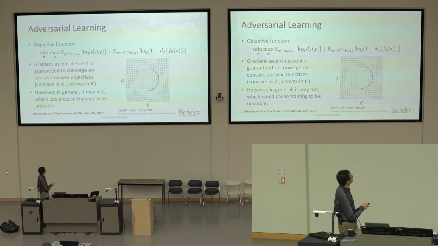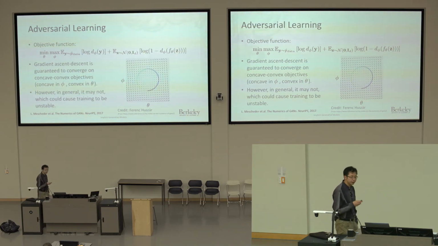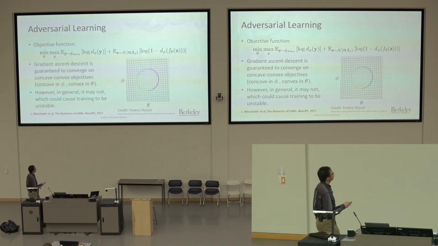Here's a simple toy example that shows why it may not converge. These arrows here you can think of as the updates that you're performing in GAN training. You can essentially end up with this situation where you go around and around in circles, and you never get to where you want to get to, which is this point here.